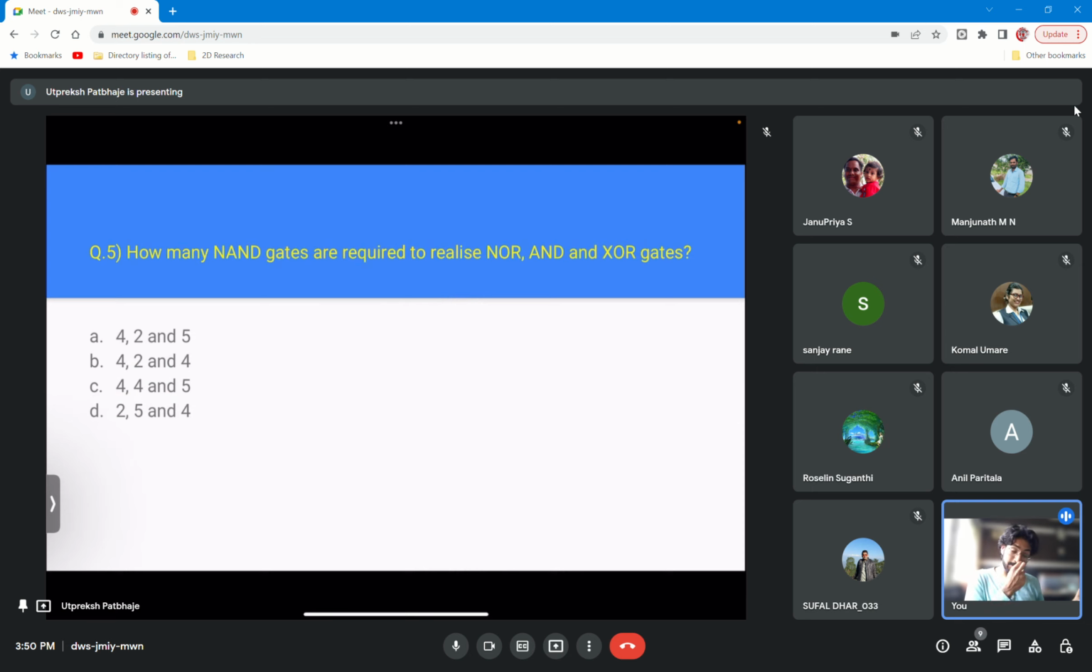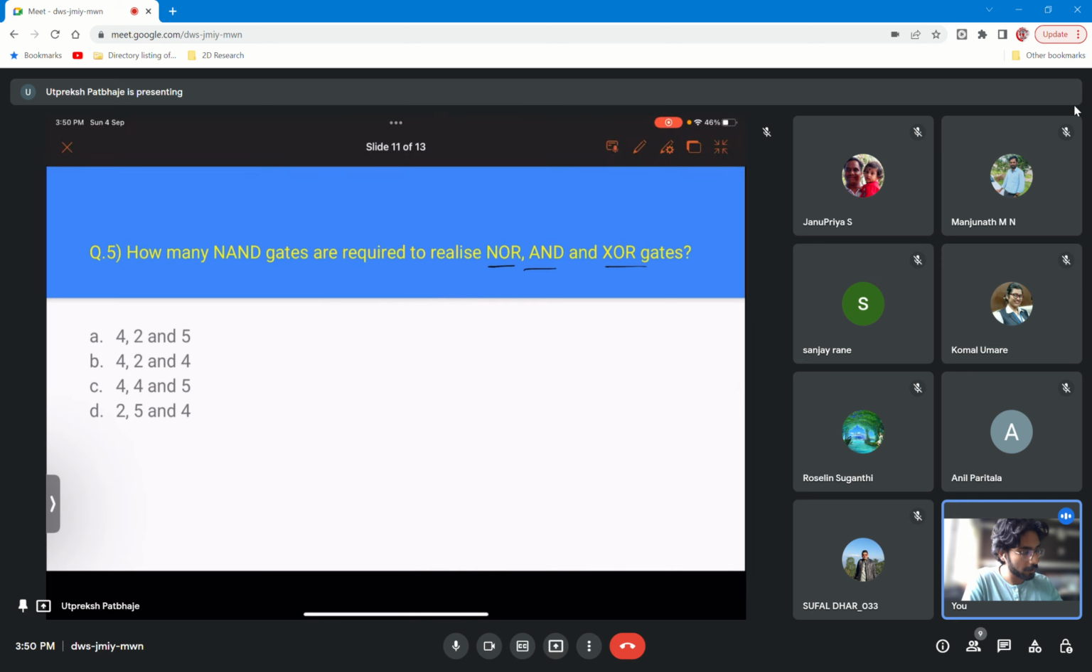Now this is a straightforward question which is directly asked in some competitive exams. How many NAND gates are required to realize NOT, AND, NOR, and XOR gates? In these four options, there are three numbers each for every option, and this is a straightforward one, but you should know the theory behind it. I have not discussed that because it is discussed at great length in the course that the professor is teaching.